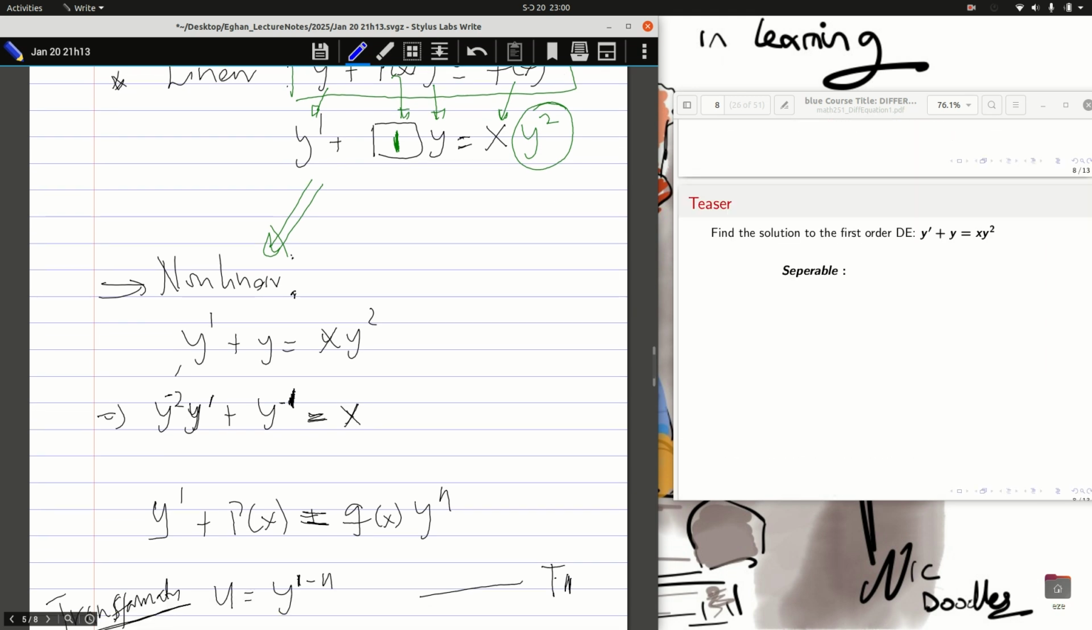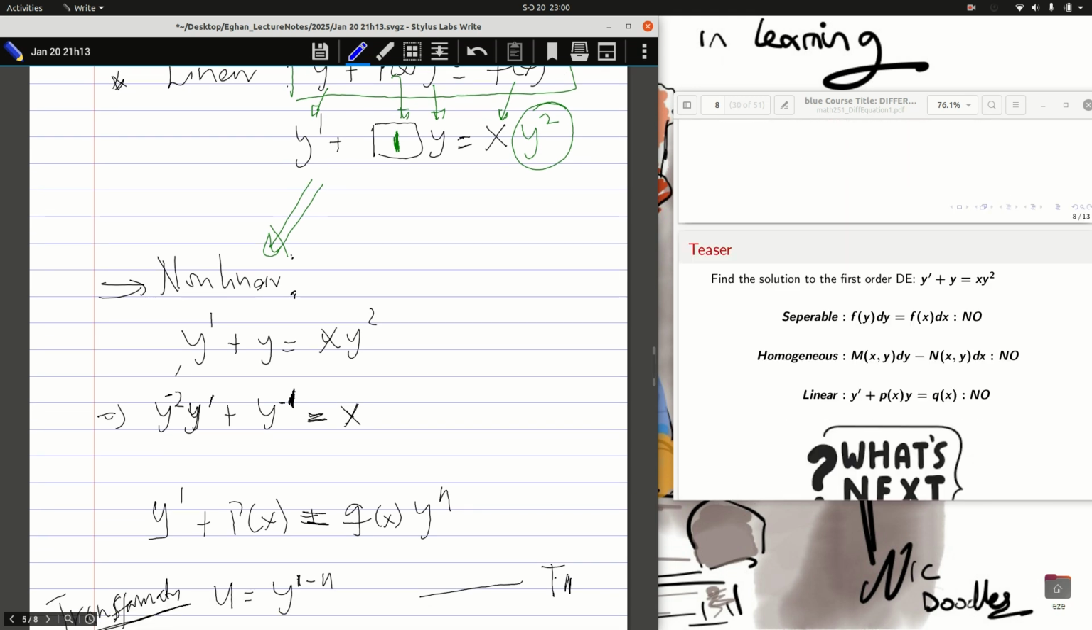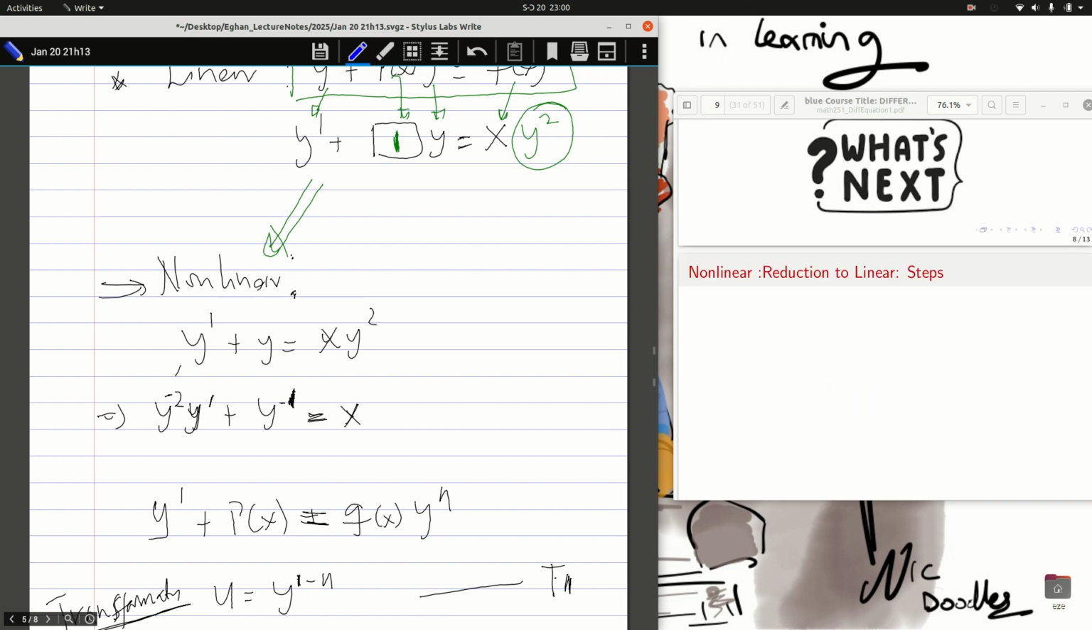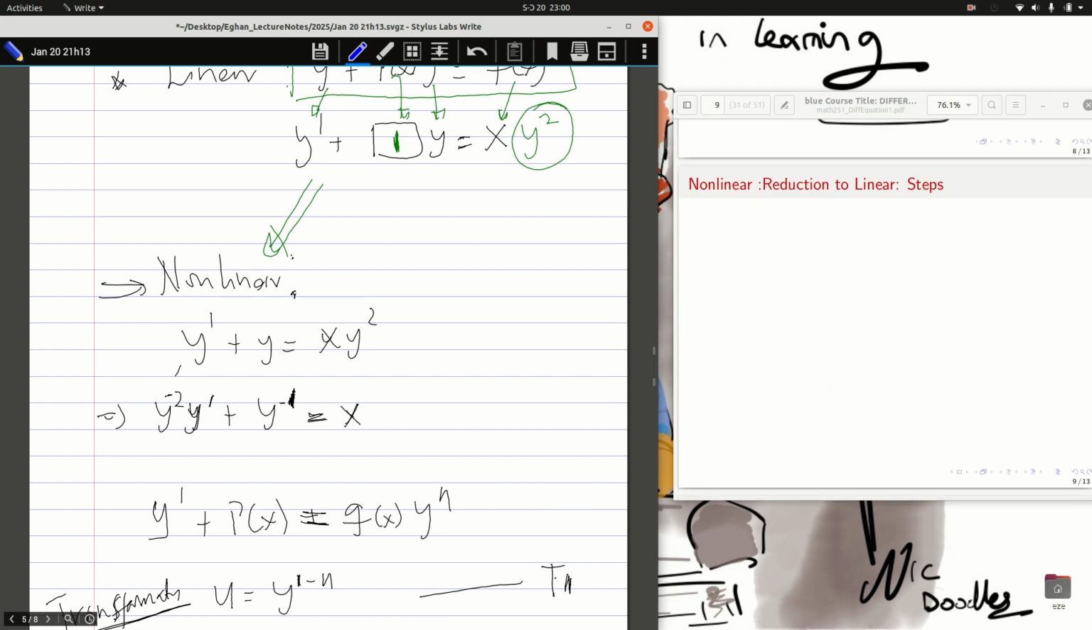But let's see what we can do to this. So it wasn't separable, it wasn't homogeneous. What next? That leads us to non-linearity. The interesting thing about non-linearity is that we can make it linear. We can transform it to be linear because we know how to solve linear equations. Just as when it was not separable, we were able to make it separable using some transformation. And that is the whole principle we are going to use here.